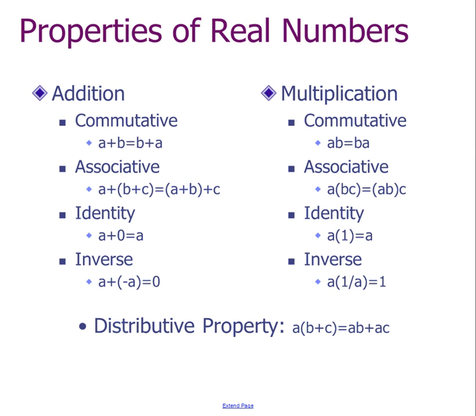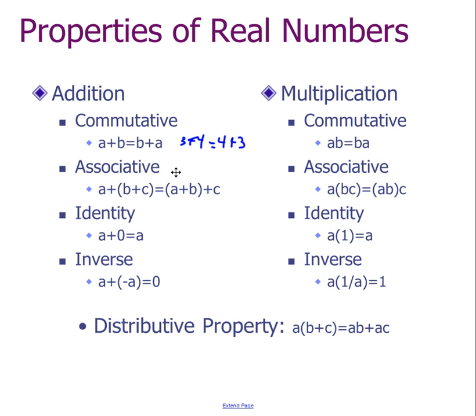Some of the rules for addition are the commutative property. The commutative property states that if we have two numbers added, a plus b, it is the same as b plus a. Well, yes, of course that's true. We know that if we take 3 plus 4, or if we take 4 plus 3, we're going to get 7 either way.